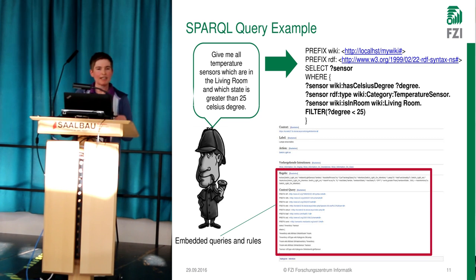So we have here a select query, and then in the where clause the appropriate filtering triples are defined. Since we are searching for a sensor which has the state in Celsius degrees, and the sensor has to be of type temperature sensor, and the sensor has to be located in the living room. And we filter the sensors which are lower than 25 degrees.